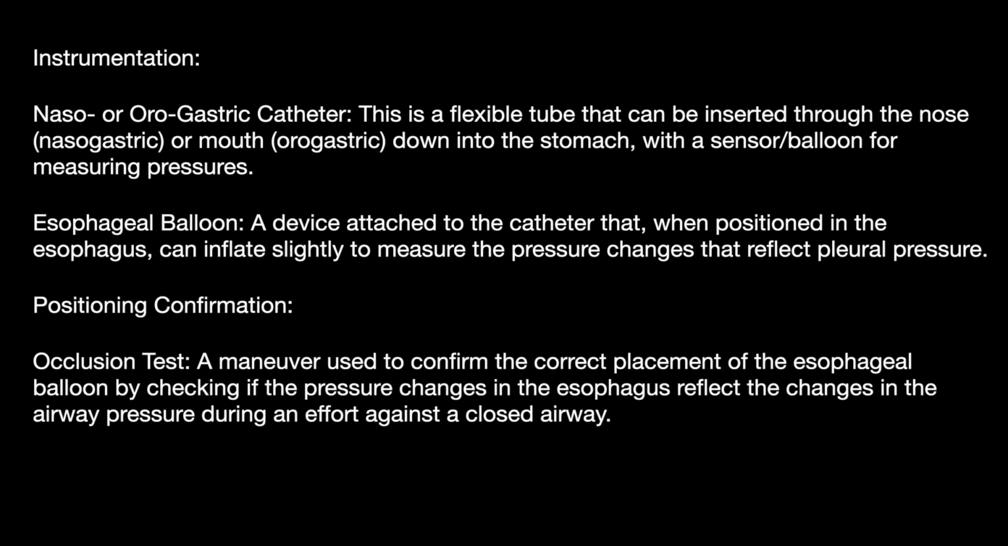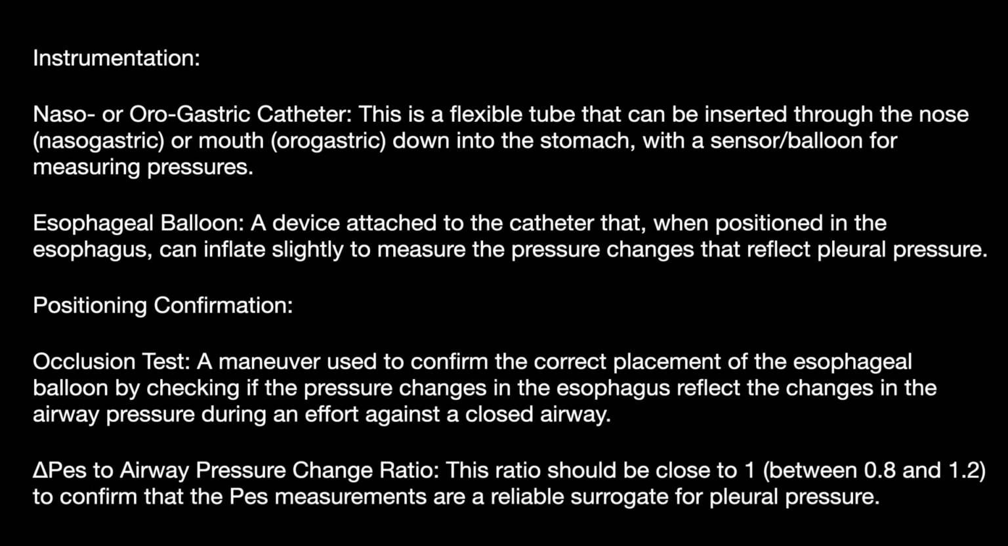What we do is called the occlusion test. A maneuver is used to confirm the correct placement of the esophageal balloon by checking if the pressure changes in the esophagus reflect the change in the airway pressure during an effort against a closed airway. So the delta esophageal to airway pressure change ratio should be close to 1, between 0.8 and 1.2, to confirm that the esophageal measurements are reliable surrogates for the pleural pressure. So this is how we see whether the change in the esophagus correlates when we are trying to make significant changes in the pleural pressure.